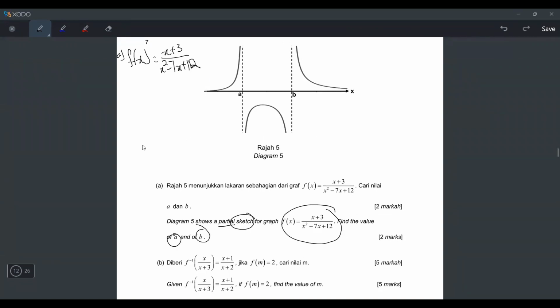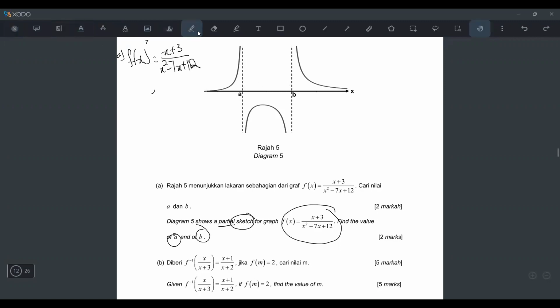Oh, wait, okay, first of all, where's A, where's B? So, oh, it's here, A and B. Okay, I hope none of you do this. I hope none of you go and substitute y equals 0. It means you substitute f(x) equals 0 because you thought you are finding the x-intercept. Okay, wrong. Why wrong? Because A and B is not even the x-intercept.